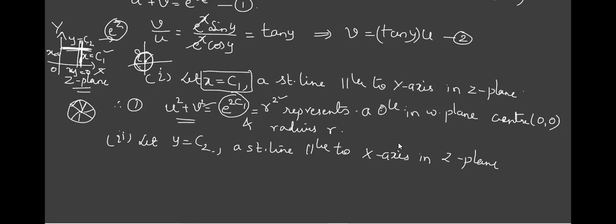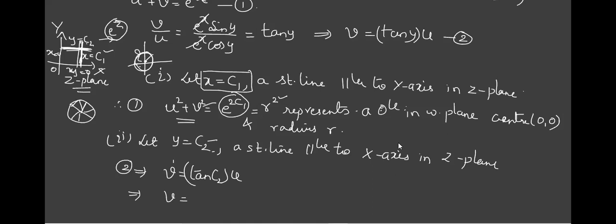Now, where can I substitute this y equal to C2 very easily? Equation 2. So v equal to tan of C2 into u. Now, what is C2? Constant. So tan C2 will again be some constant.